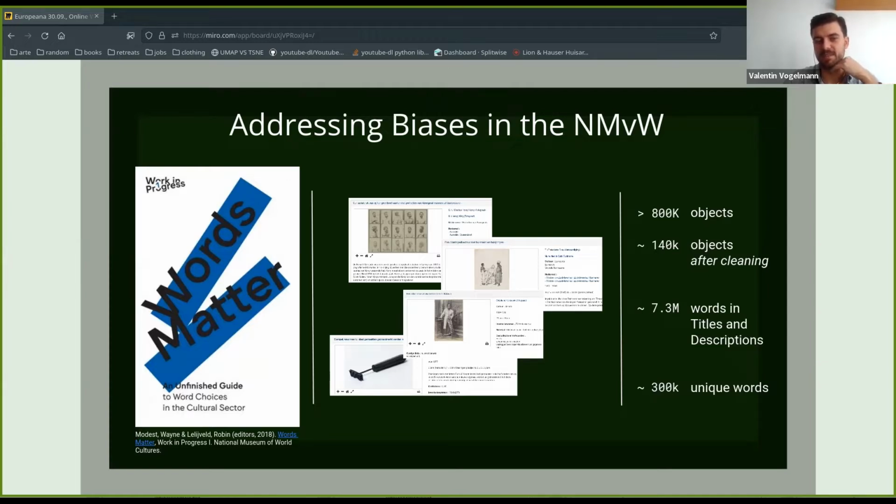So that's where the Words Matter publication, to me, and this is also something that we found out together during this project, is a very good first step, and it's a very important first step. But it also sort of misses a lot of the biases that can go on in this collection.